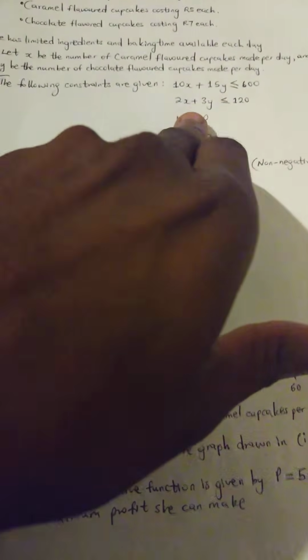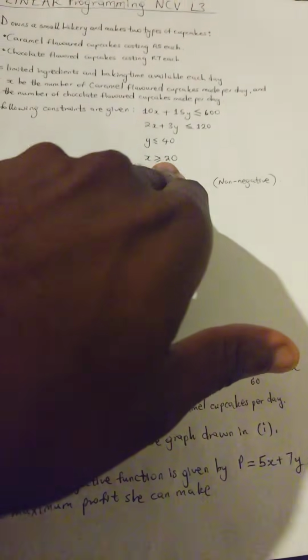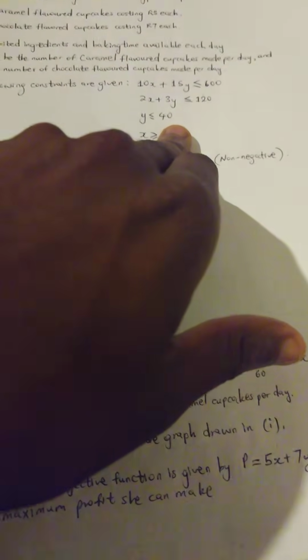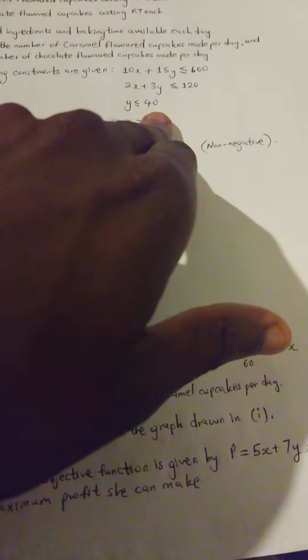Okay, this is 2x plus 3y less than 120, right? Y cannot be more than 40. In other words, it can be at most 40. It should be 40 or less. So in other words, she can't make more than 40 chocolate cupcakes per day. 40 is the maximum number.